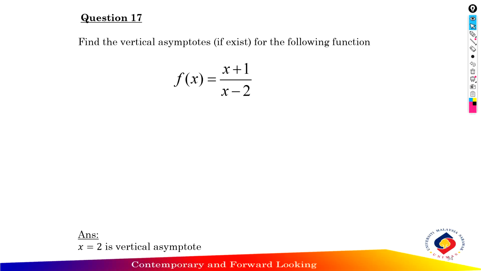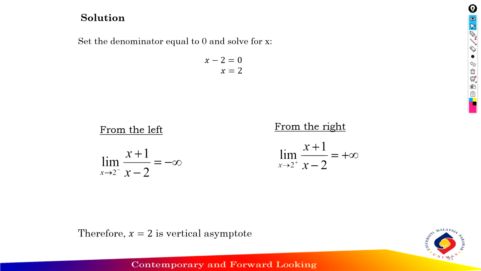Question 17. Find the vertical asymptote of the rational function f(x) equals (x + 1) over (x - 2). Okay, first step, before you find the vertical asymptote of the rational function, you let the denominator of the rational function, x - 2, equal 0 and find the value of x.